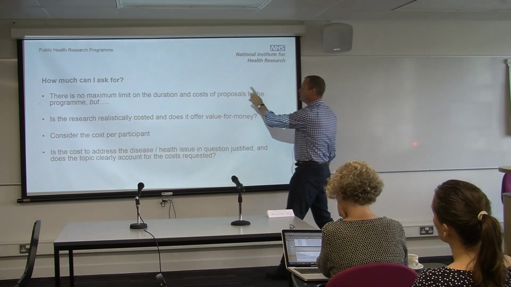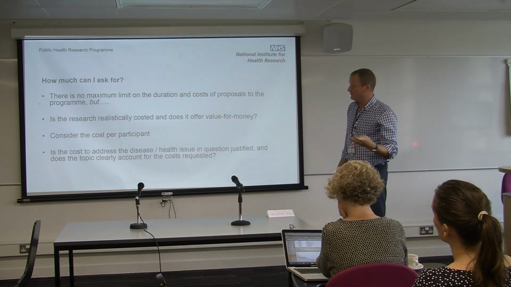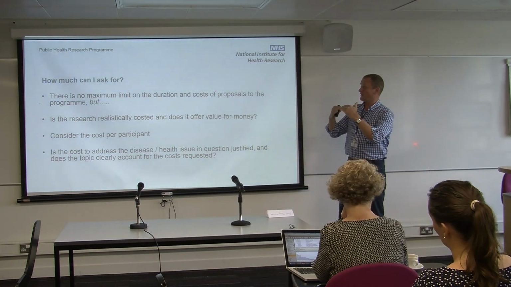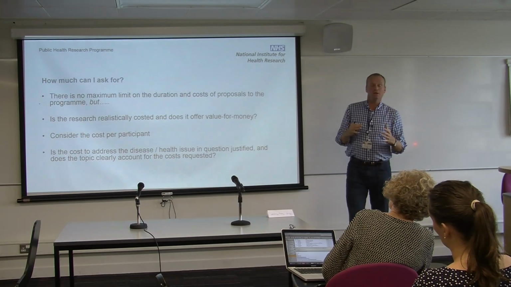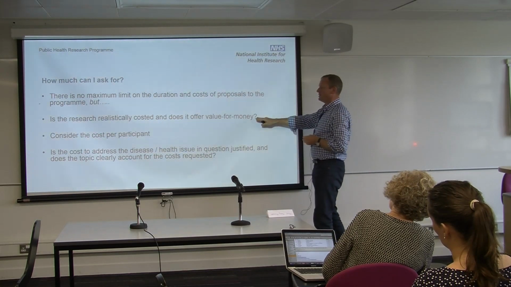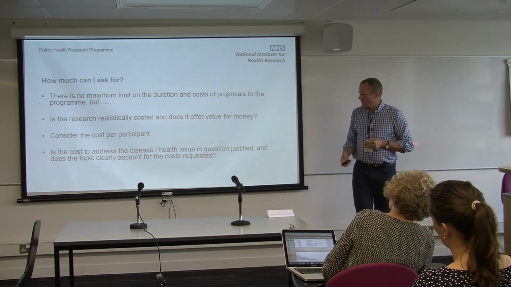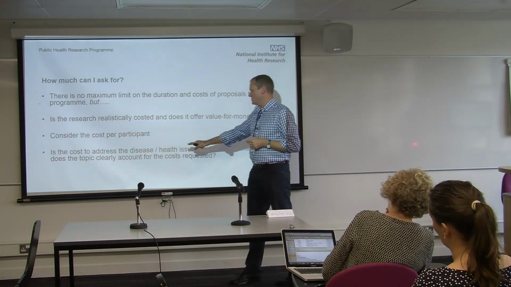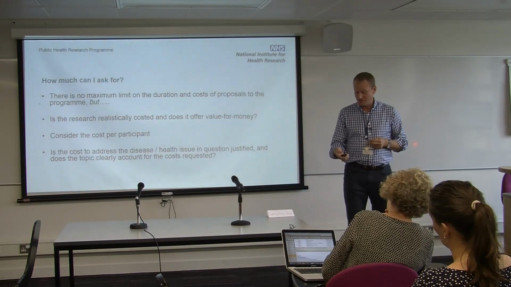You need to think also about looking at the website to see perhaps what typical values are given for funding for various projects and whether yours is above or below that, and also consider whether there is a case for you being paid more or less than that. So it's got to be seen in relation to other studies that have been funded. And is it realistically costed, and does it give good value for money? Yeah, the bottom line is, is the cost to address the disease or health issue in question justified, and have you provided sufficient justification for that?